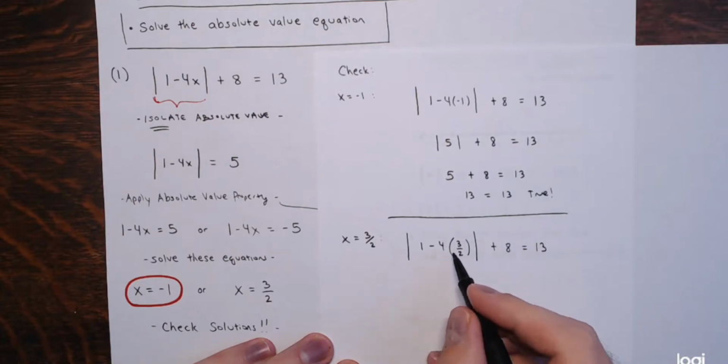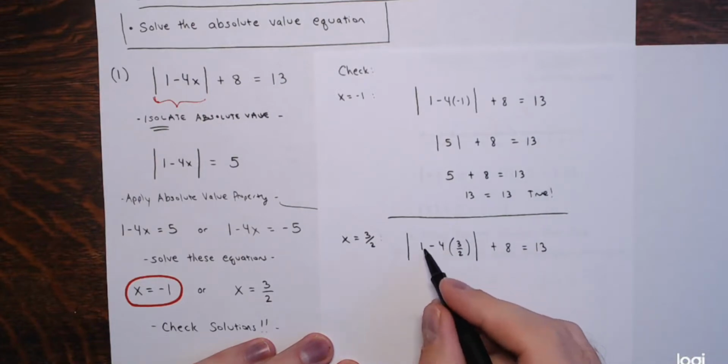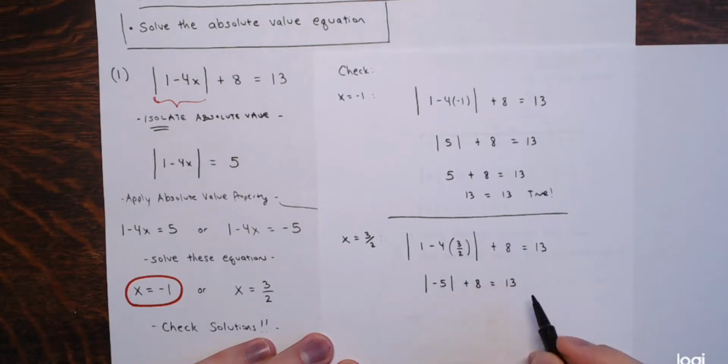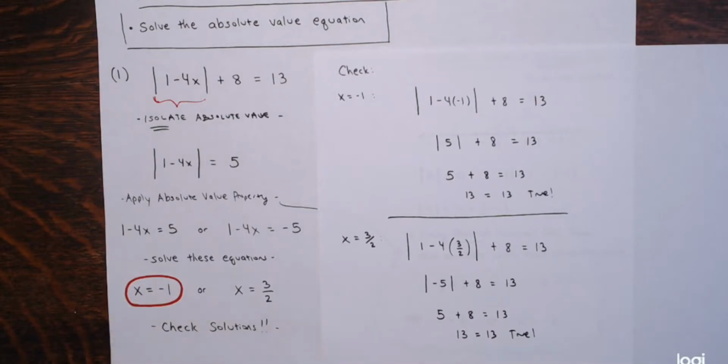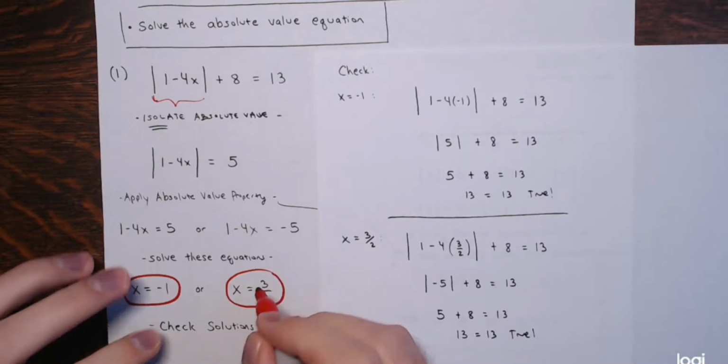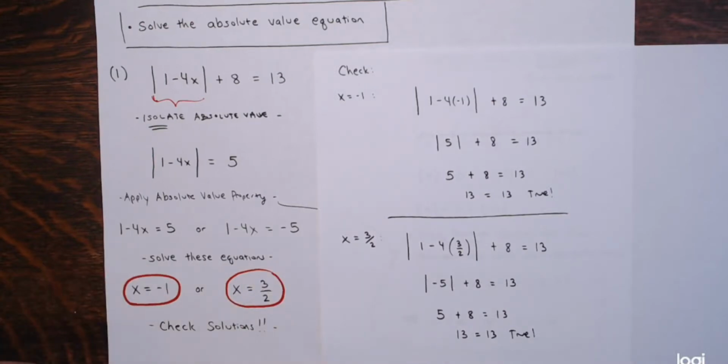4 times 3 halves is 6, right? That'd be 12 halves. So 1 minus 6, this is the absolute value of negative 5 plus 8 equals 13. And the absolute value of negative 5 is positive 5. Right? So it's positive 5 plus 8 equals 13, and it's exactly the same as before, where we have 13 equals 13. Totally true. So this equation has two solutions, negative 1 and positive 3/2 or 1.5.